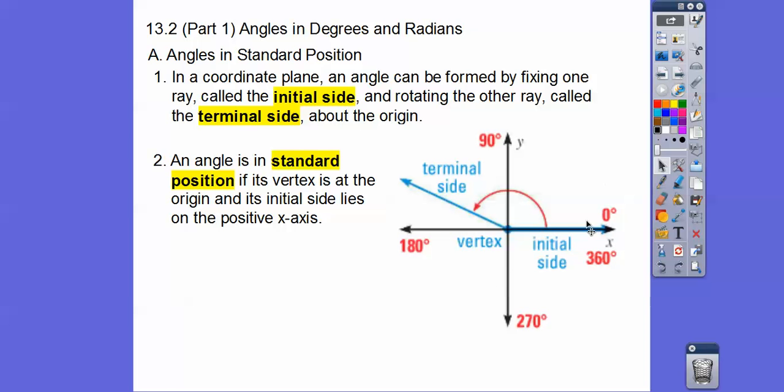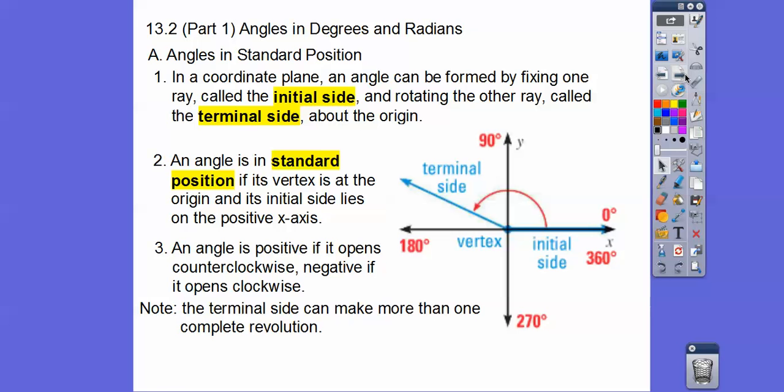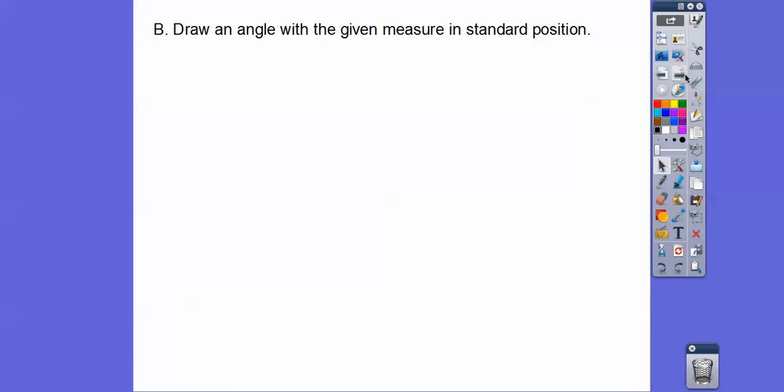As long as we start on the positive x-axis and the vertex is at the origin. An angle is positive if it opens counterclockwise, so if it opens to the left, and it's a negative angle if it opens clockwise, down that way. The terminal side can make more than one complete revolution. We'll find out real soon.